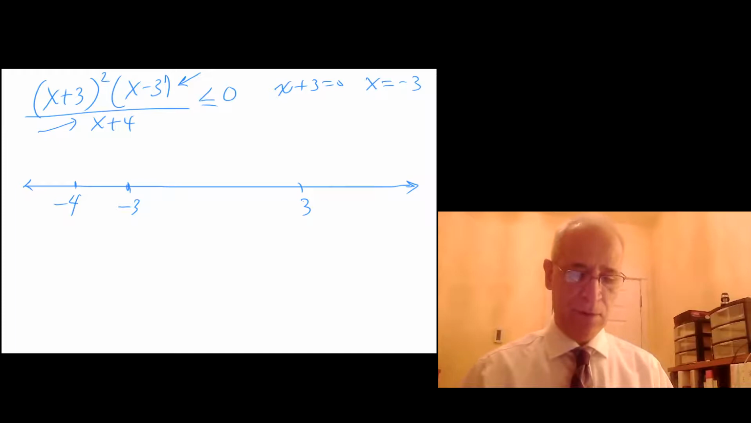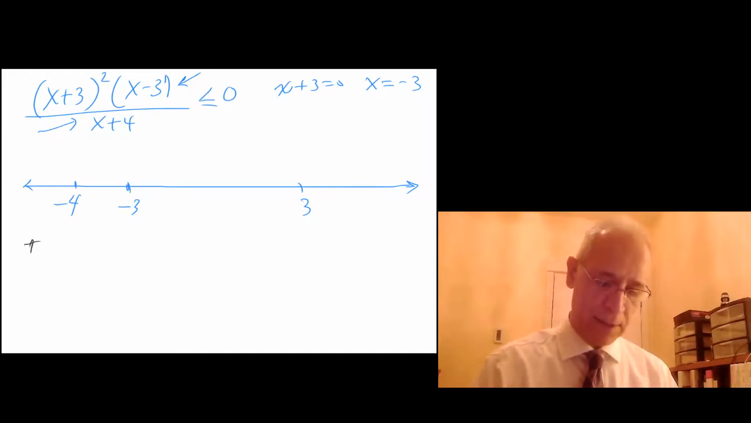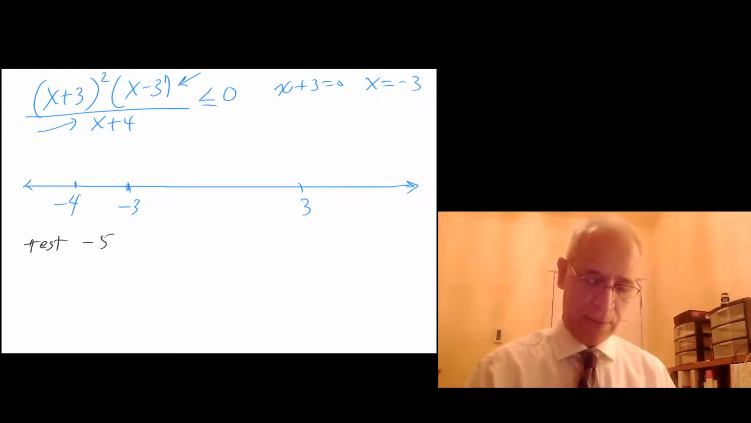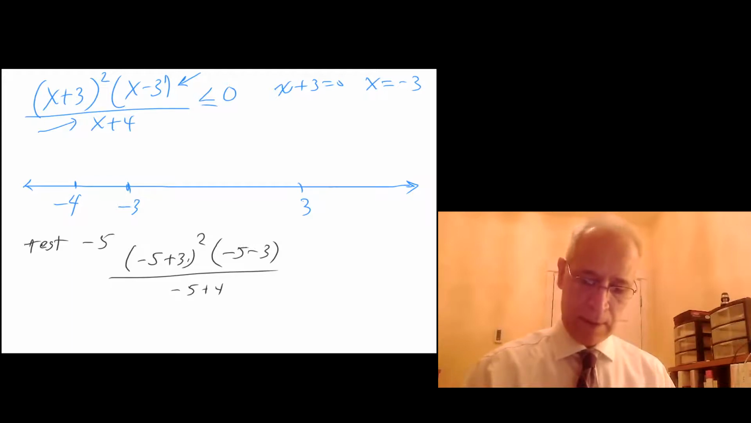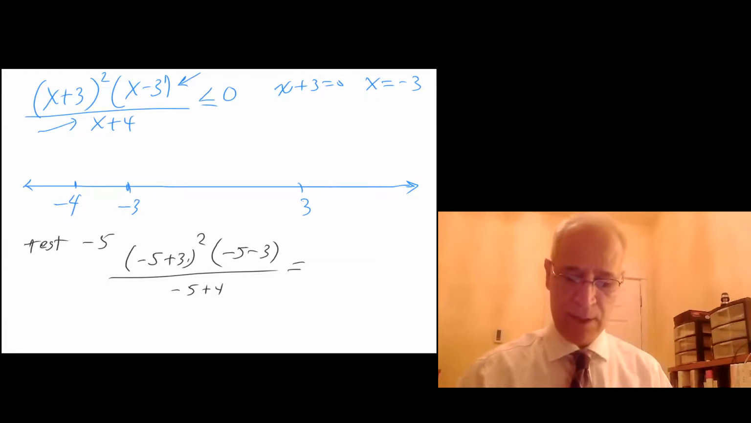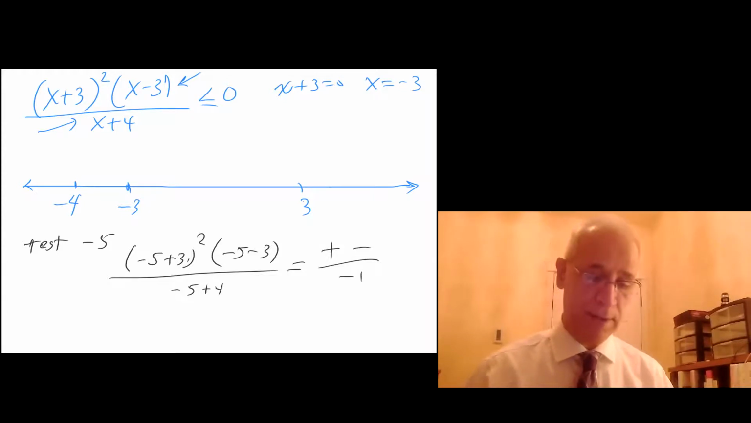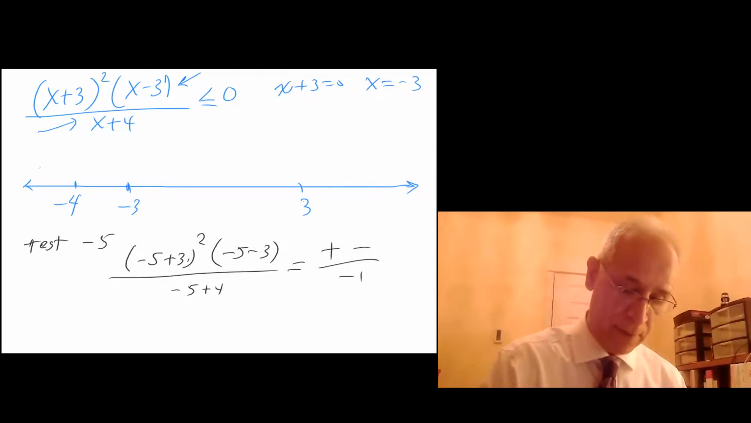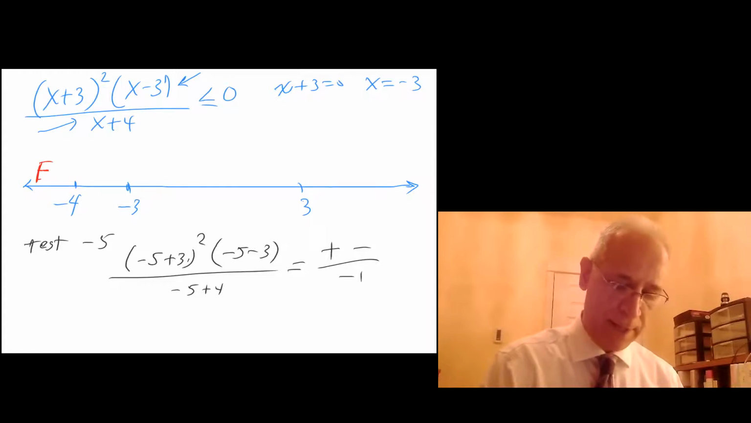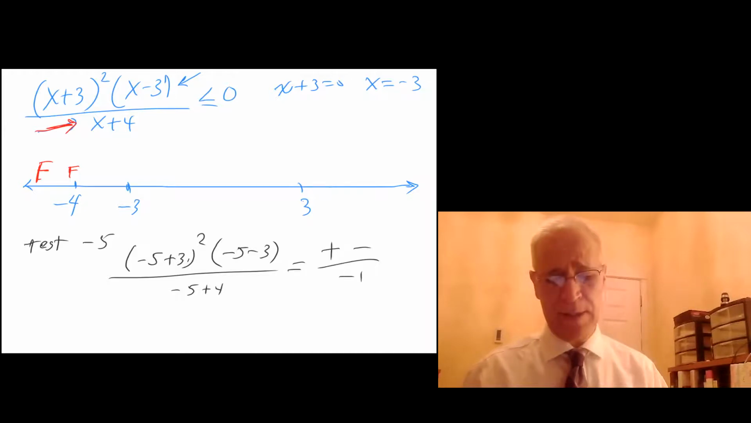To the left of negative 4, let's test negative 5. So if I put negative 5 plus 3 squared, negative 5 minus 3 over negative 5 plus 4, this part, since it is to the second power, gives me positive, negative over negative. End result is going to be positive, and a positive number cannot be smaller than or equal to 0. So I'm going to put false to the left of negative 4. I also know that negative 4 itself is not in the domain, because negative 4 would make this inequality undefined.